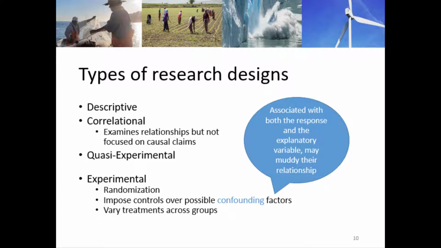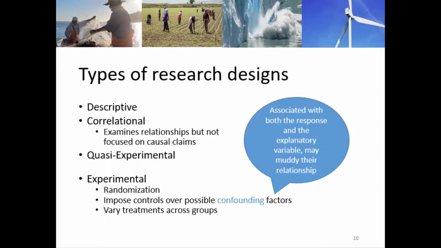As I discussed earlier, there are several purposes of research. Similarly, there are many types of research designs. Designs may be descriptive, where we are seeking to describe a population or phenomena. Design may be correlational, in that it seeks to examine relationships among variables, but does not focus on making causal claims. Quasi-experimental designs allow for an explanatory variable or the treatment variable to vary or be manipulated across units or entities studied, such as individuals, but those individuals are not randomized into treatment and control groups.